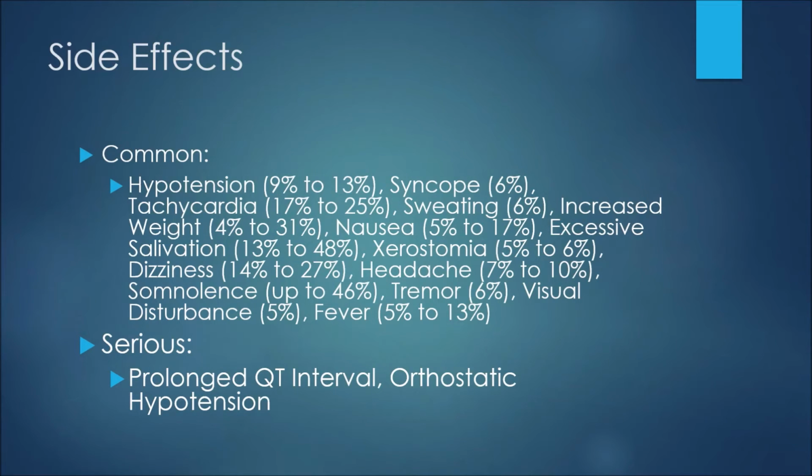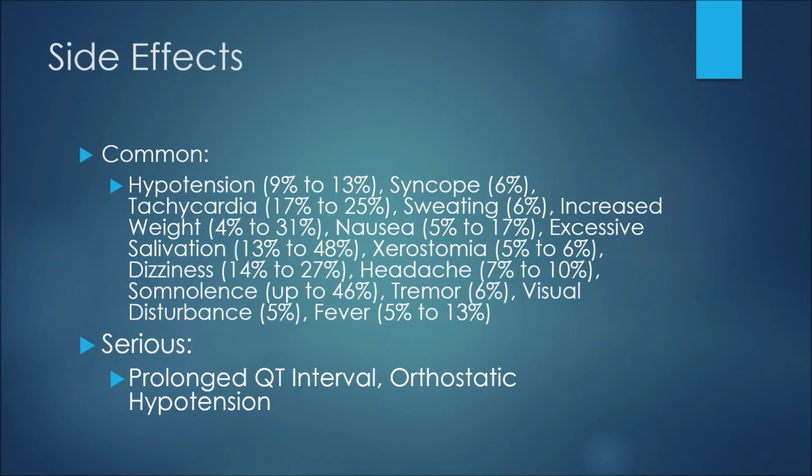Some common side effects may include hypotension or low blood pressure happening 9 to 13% of the time. Syncope or fainting may happen 6% of the time. And 17 to 25% of patients may experience tachycardia or a rapid heart rate. Sweating may occur 6% of the time, and increased weight may occur in 4 to 31% of patients.